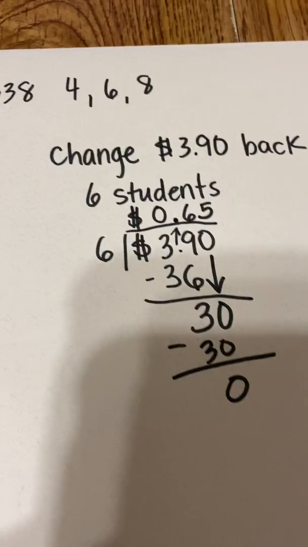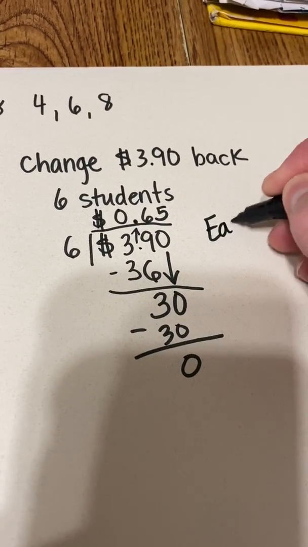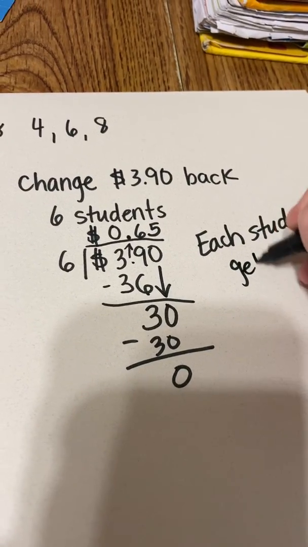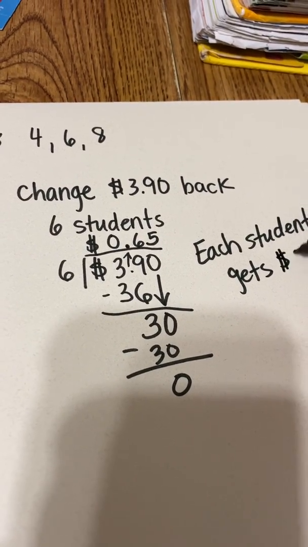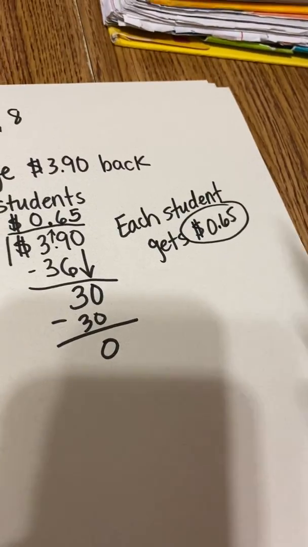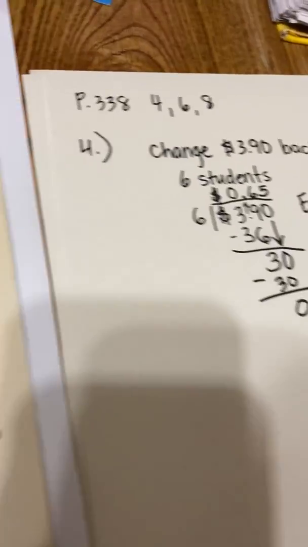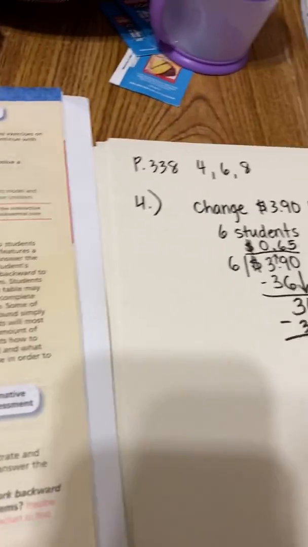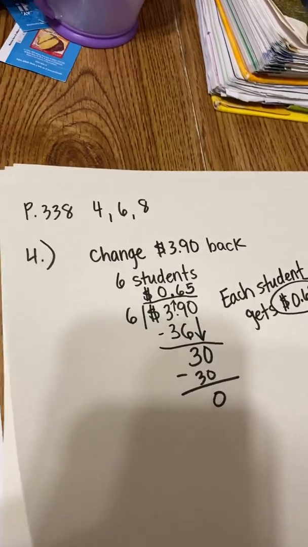Okay? So each student gets 65 cents. Woohoo! So please don't forget your dollar sign and your decimal. Okay, well that one was easy. Well, let's try number 6. It's a little bit more detailed.